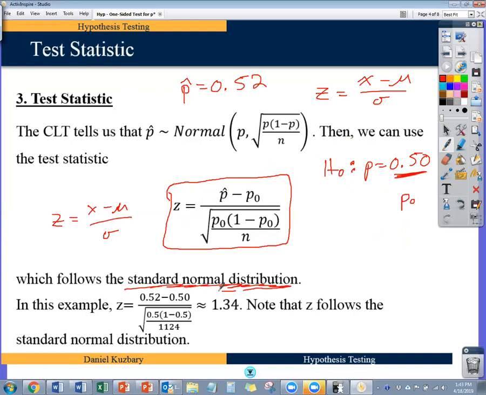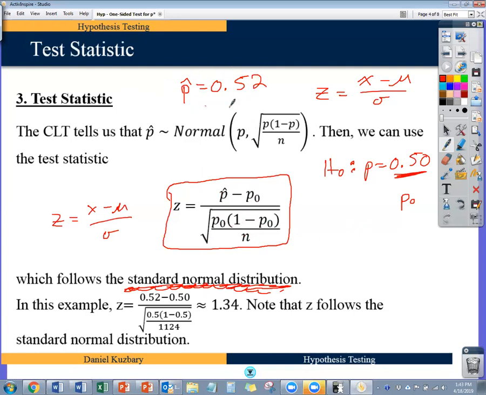Like the context where we know what sigma is, but we don't know what mu is, we're estimating for mu, we can use standard normal. Here we're going to use the standard normal too, which is really nice. So let's go ahead and find the test statistic. Our p hat is equal to 0.52.